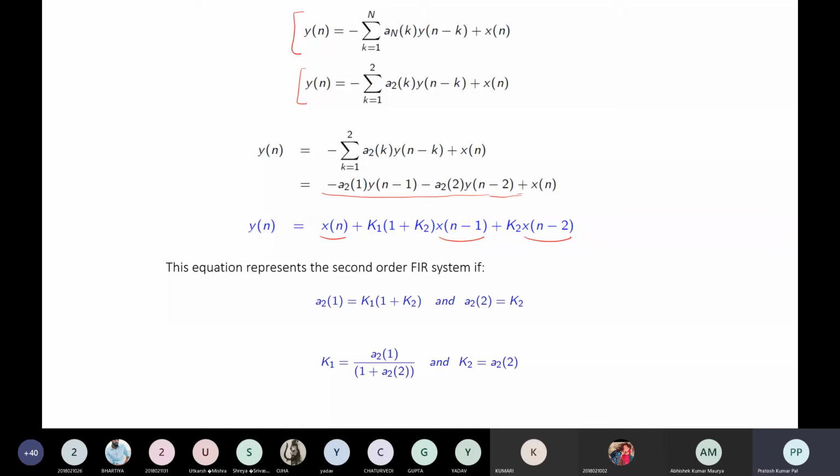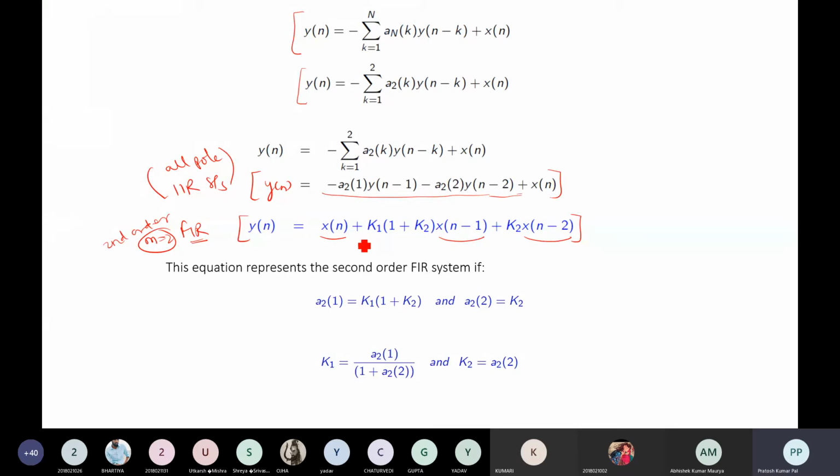So this is the expression. Sorry. This is your y of n that is given for the IIR system, that is the all pole IIR system. Okay, but this expression is in the case of the FIR system. In the FIR system, if m is equal to 2, or a second order system is there, then this is the equation of output with respect to different inputs.